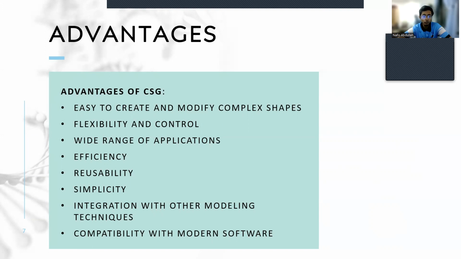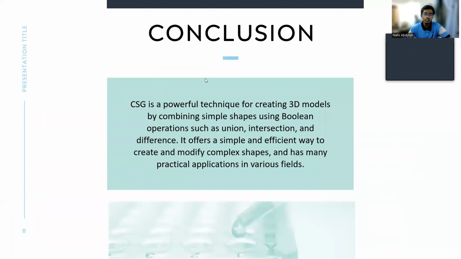Next, we have the integration with other modeling techniques. CSG can be integrated with other modeling techniques such as NURBS or polygonal modeling for more flexibility. And last, we have the compatibility with modern software. CSG is supported by many modern 3D modeling and animation software, making it easy to use. So these are the advantages of CSG.